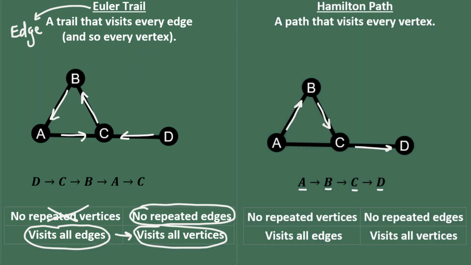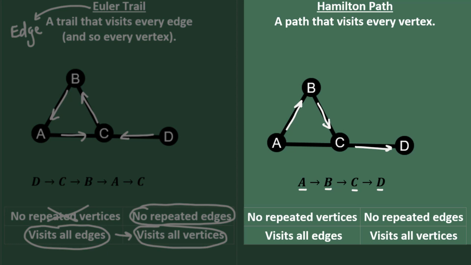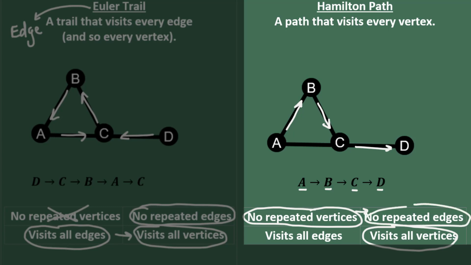Now let's think about Hamilton paths. By definition, a Hamilton path has to visit every vertex. Since it's a path, it won't have any repeated vertices. That means that there must not be any repeated edges. If there were, that would have caused repeated vertices. But a Hamilton path does not necessarily have to visit all of the edges.